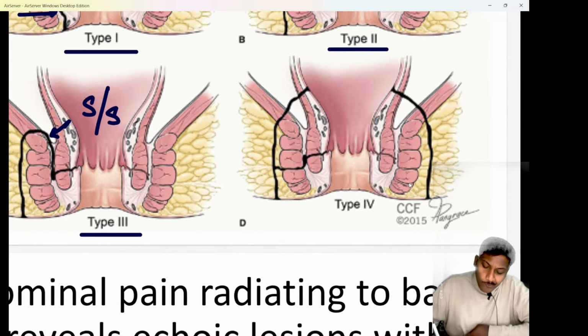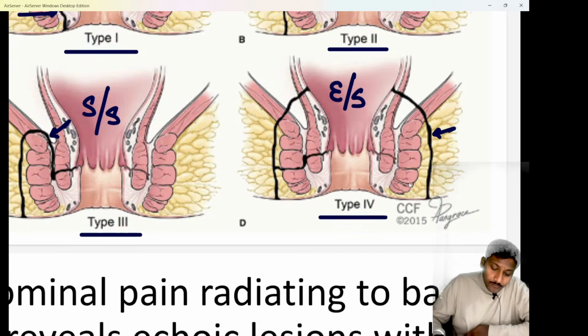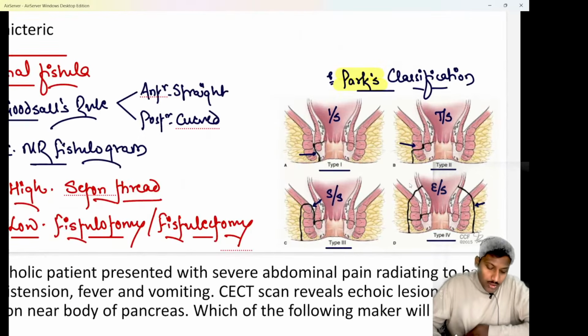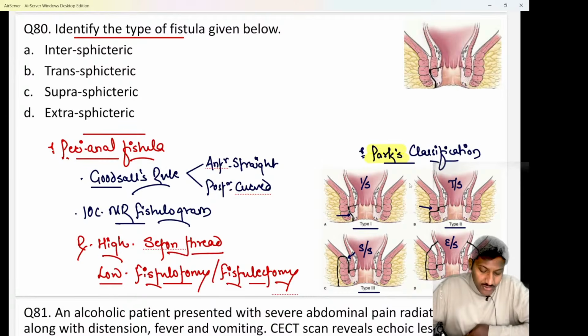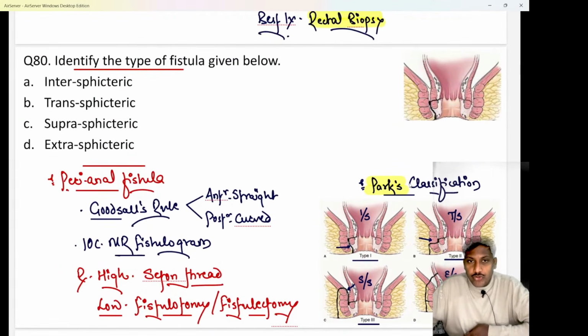And last one, here you can see there is a fistula which is outside the sphincters. Whenever there is a fistula which is outside the sphincter, we know it is an extrasphincteric fistula. And do remember that extrasphincteric fistula is a type 4 fistula as well. Hopefully clear to all of you. Out of all of them, if they ask you commonest one, that was a PYQ. We know the most common is type 1, that is the intersphincteric fistula.